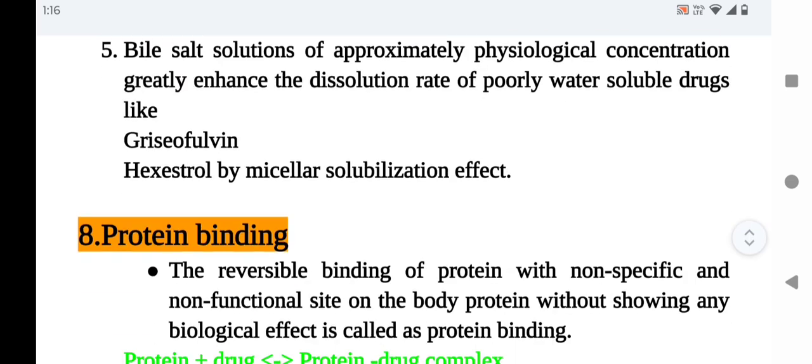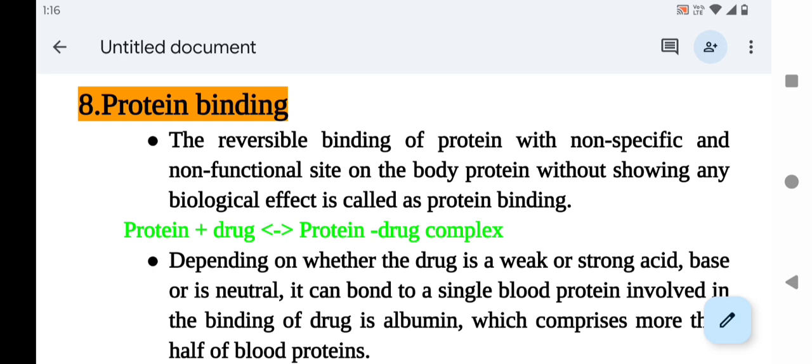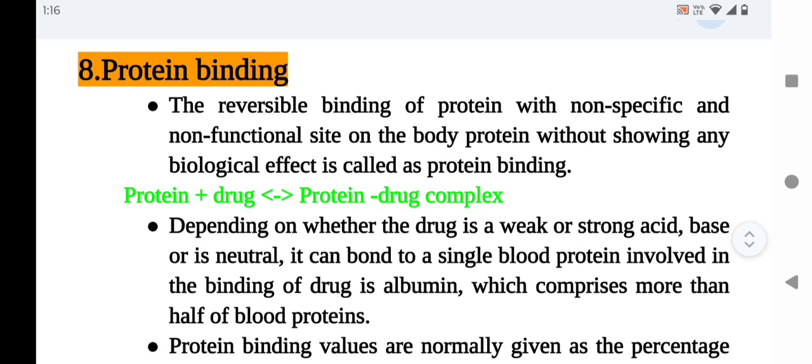By Meissler solubilization effect. Then है 8, protein binding. The reversible binding of protein with non-specific and non-functional sites on the body protein without showing any biological effect is called as protein binding. Protein plus drug in equilibrium with protein drug complex.